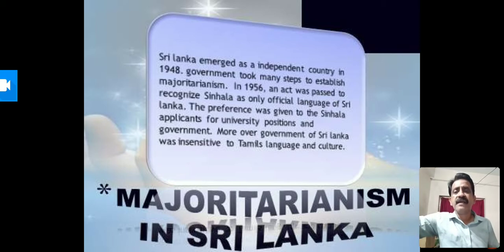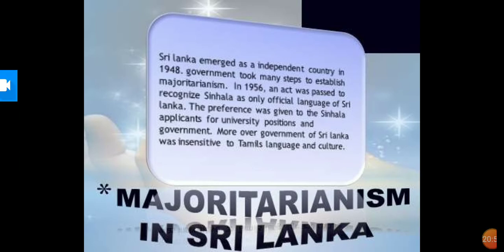Next, preference was given to Sinhala applicants for university positions and government jobs. So the first one was, an act was passed in 1956 to recognize Sinhala as the only official language. The second, preference was given to Sinhala applicants for university positions and government. Third, the government of Sri Lanka was insensitive to Tamil language and culture. So from the examination point of view, these 3 points are absolutely important.